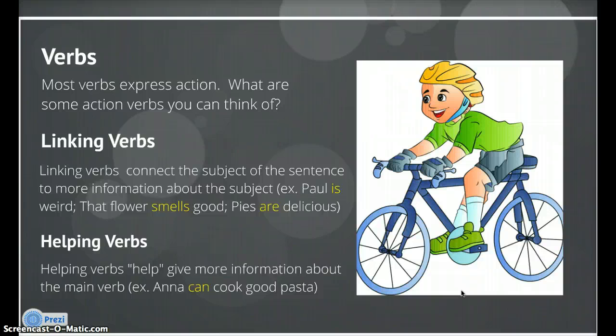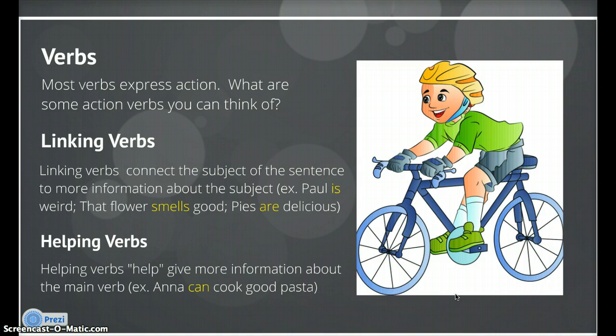Linking verbs can get kind of confusing. A linking verb is used to connect the subject of a sentence to more information about that subject. In the first example, I've written, Paul is weird. If Paul is acting weird, that means that you would think in your head, Paul equals weird. Later on, when we talk about parts of speech, I'm going to ask you to use the equals test to figure out if a verb is a linking verb. Paul is the subject of the sentence. The word is connects Paul to the word weird. Therefore, in this explanation, Paul equals weird.